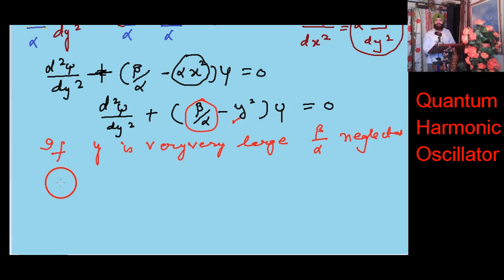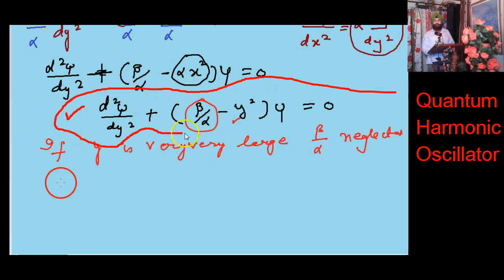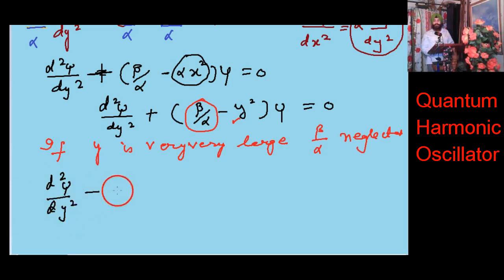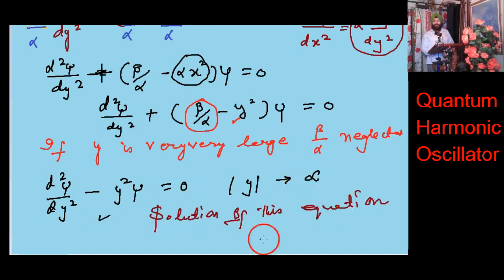Now we are making an assumption because our problem is finding the solution of this equation. This is a very important question. What will be the solution of this equation? And it's somewhat difficult, so we are making an assumption. y is very, very large, so beta upon alpha is neglected. This is a very simple differential equation, valid only when y tends to infinity.